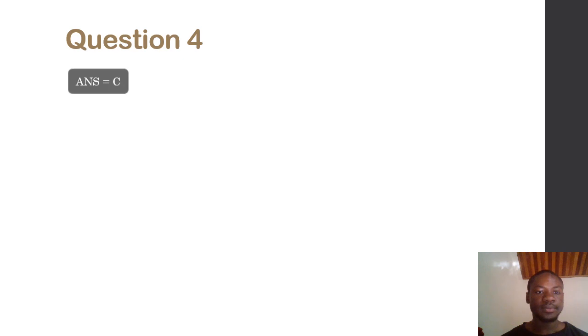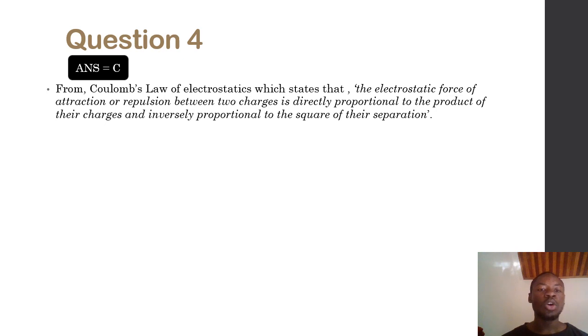Question 4. Our answer is C. From Coulomb's law of electrostatics, which states that the electrostatic force of attraction or repulsion between two charges is directly proportional to the product of their charges and inversely proportional to the square of their separation. Hence, we have that the intensity of the electrostatic force is equal to K times Q1 Q2 divided by R square. The K here is a constant, which is 9 times 10 to the 9 SI units.